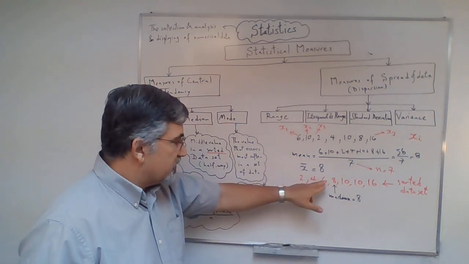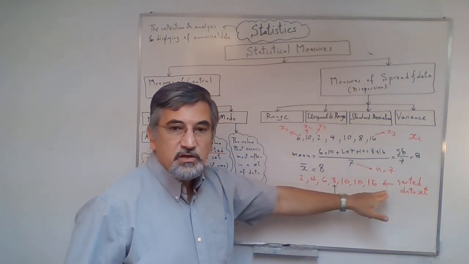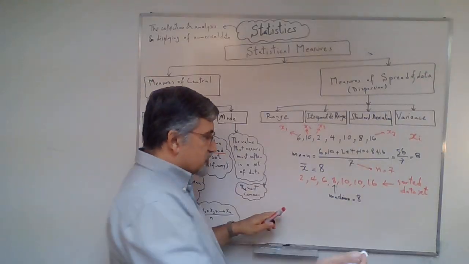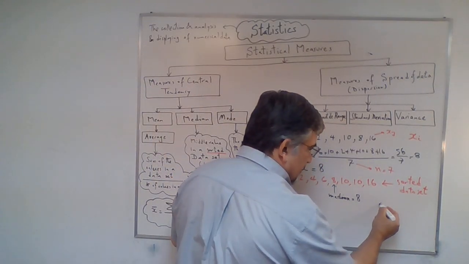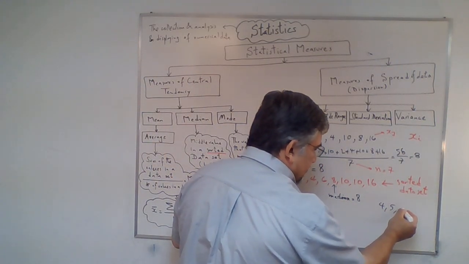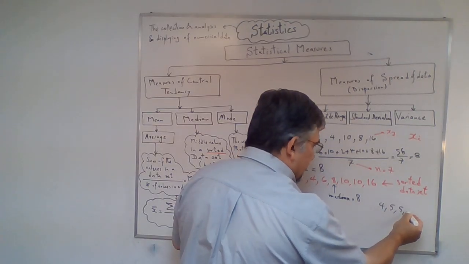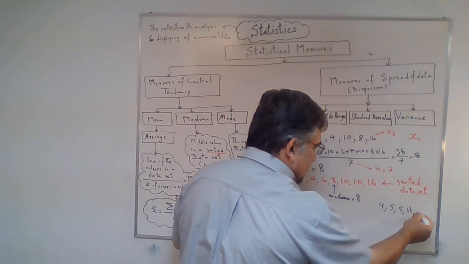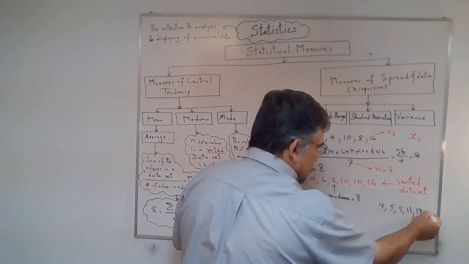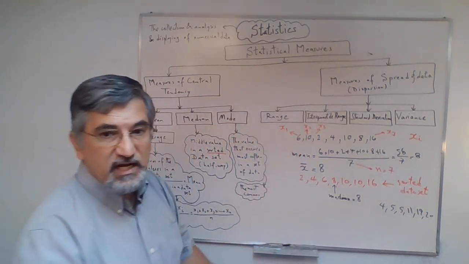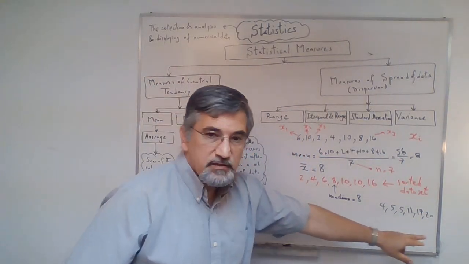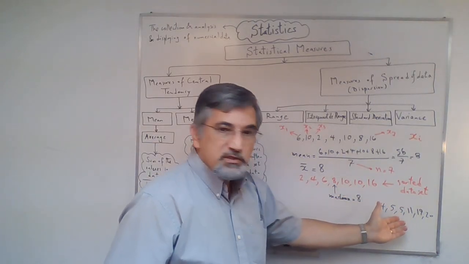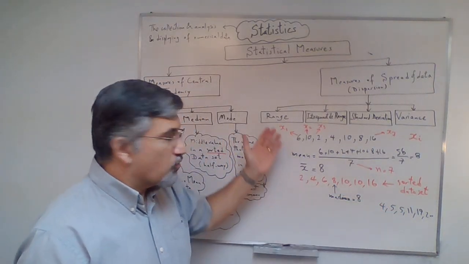Because in that case, 3 from the beginning, 3 from the end would be gone, and in the middle we'd be left with nothing. So let me show you something here. For example, if you have 4, 5, and let's say 5, and then 11, and then 19 and 20. If you have 6 data values like this, 3 from the beginning, 3 from the end, you will be left with nothing in the middle. So does that mean that there is no median?